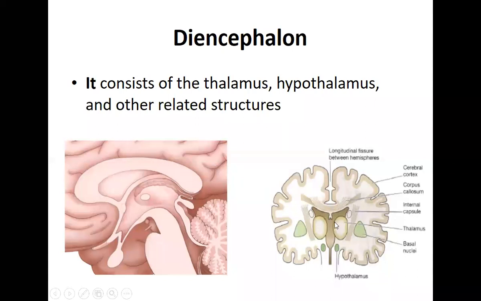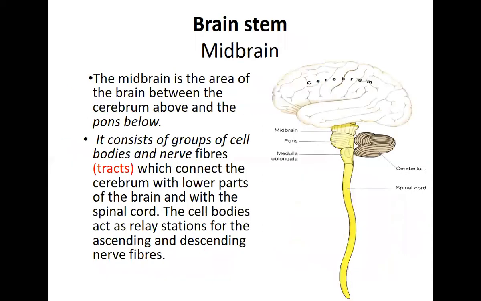If you take a coronal section, you can see this is the thalamus here. Then below that will be the hypothalamus and some other smaller structures which are related to it. Here, this is the hypothalamus, and deep inside here will be the thalamus. Along with some other nuclei, but the main ones are the thalamus and hypothalamus, which are part of the diencephalon.